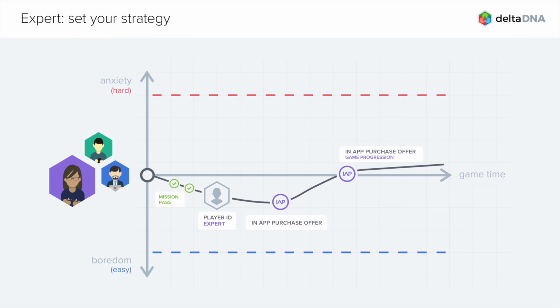So the last example here is our expert segment. We have defined these guys by a combination perhaps of mission passes early in their gameplay. They may have charged through the tutorial really quickly. They're focused on completing and finishing the different missions, and they're making really good progress through the game. We can set them up as a segment in the platform, and we can start to make really relevant in-app purchase offers for these guys based on their characteristics.